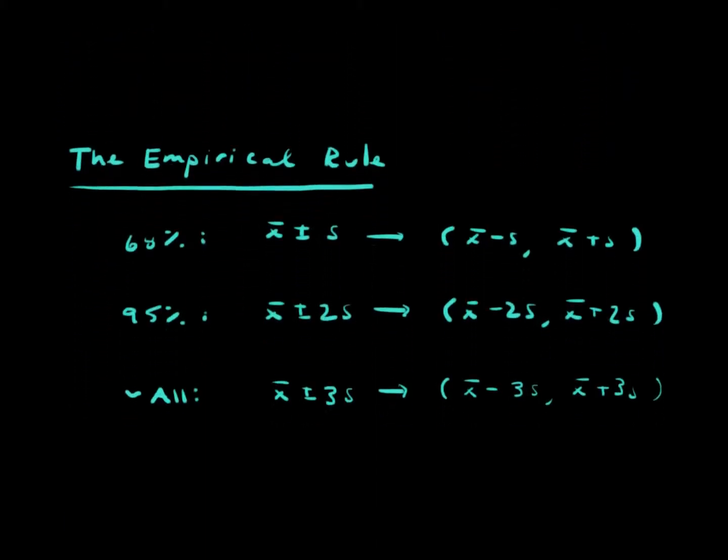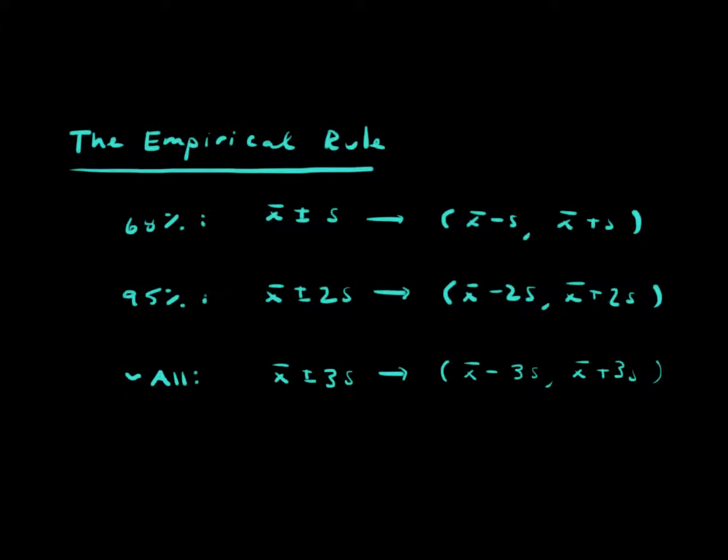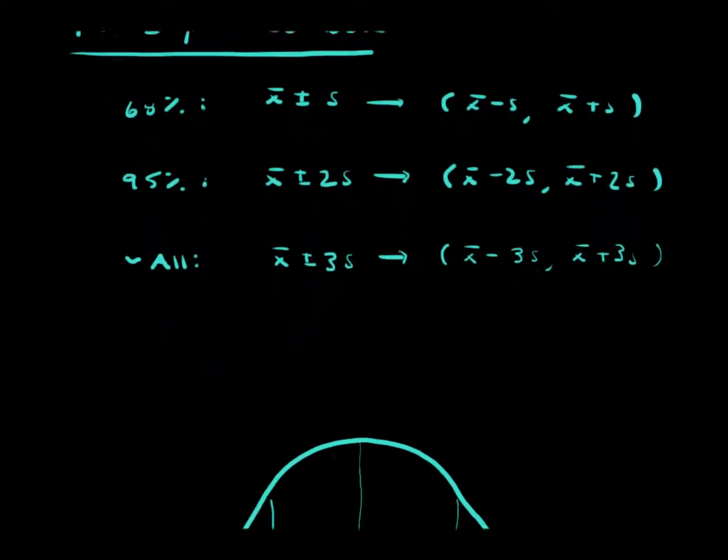What the empirical rule actually says is that 68% of the data is going to fall within one standard deviation of the mean, so that gives us this range. X bar minus s is the lower bound, x bar plus s would be the upper bound. 95% of the data will fall within two standard deviations of the mean, which gives us this range. And essentially all of the data will fall within three standard deviations of the mean, and again that'll give us this range. This is actually 99.7%, but for the purposes of this class, we can just say that it's all of the data.